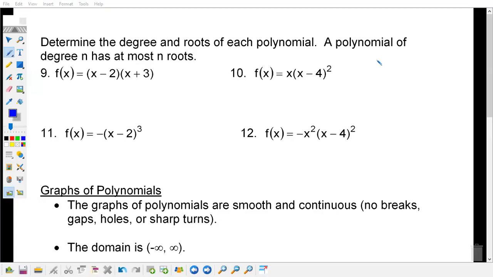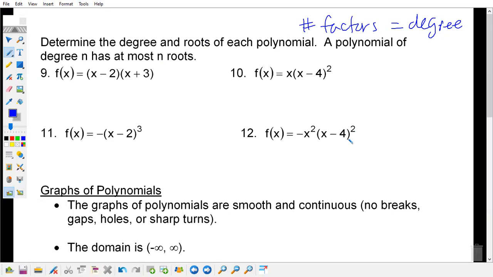The next part that we're going to talk about is you can determine the degree and roots of each polynomial. The degree is based off of the number of factors that you have. So in the corner, you're going to write number of factors equals your degree. We flip the book. So your number of factors equals your degree.